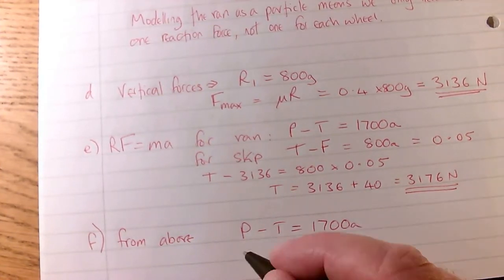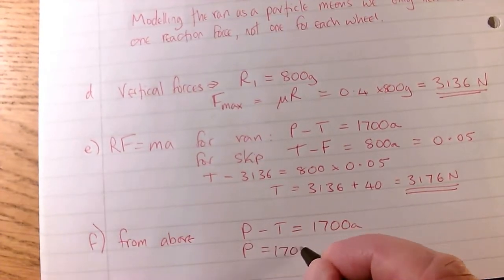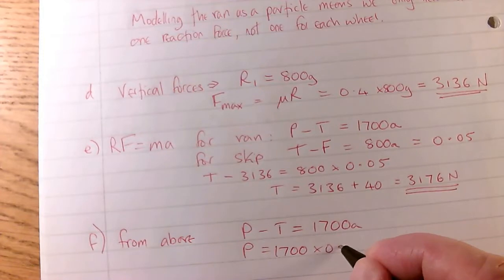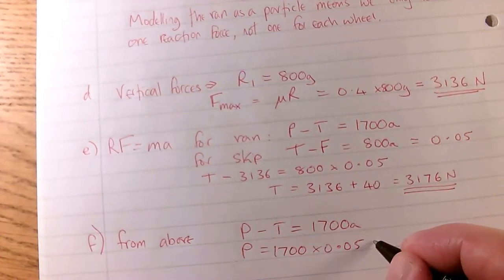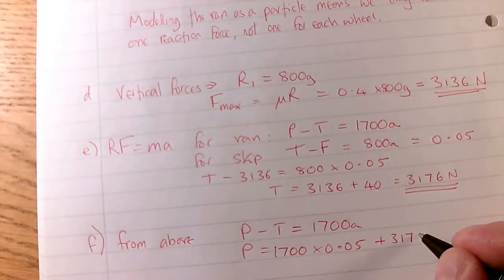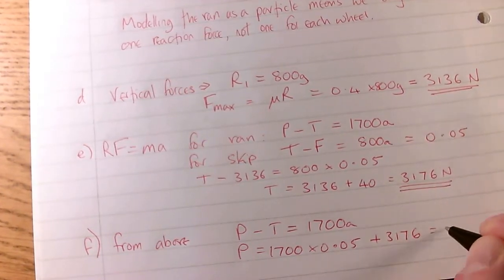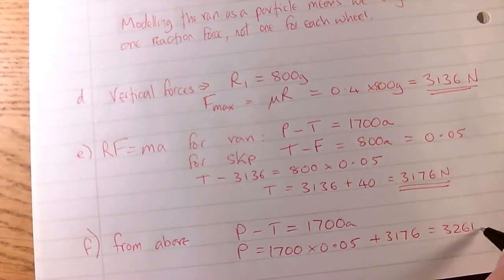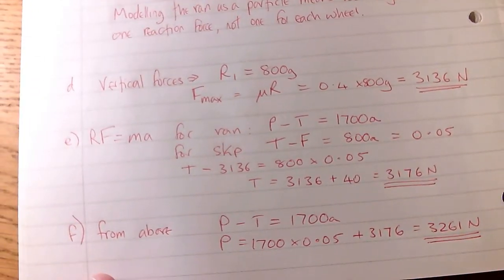So in this particular case, I've got to do P equals 1700 times the A, which is 0.05, and I must have added T to both sides, so T was 3176. So I need to do that calculation on my calculator, and it comes out to 3261 newtons. Double underline it. And that is the end. I am done.